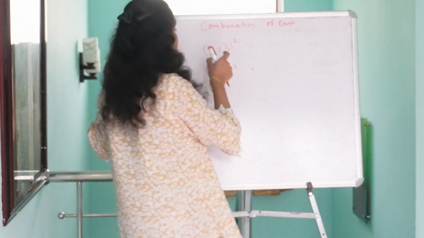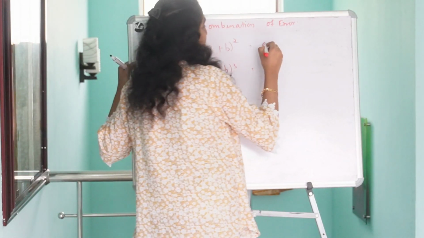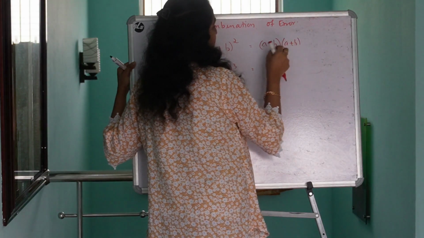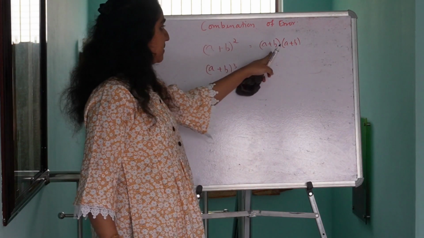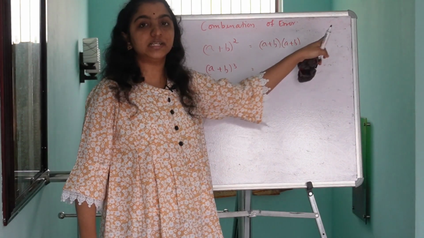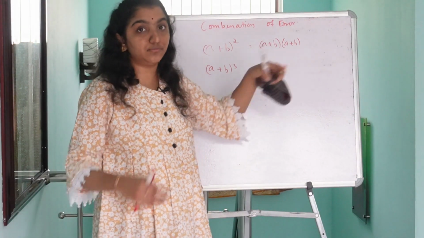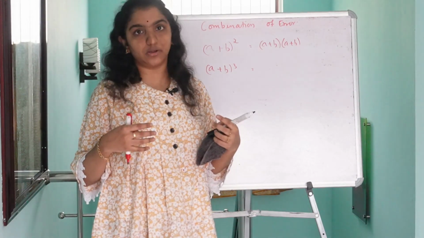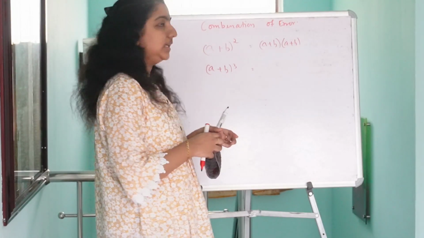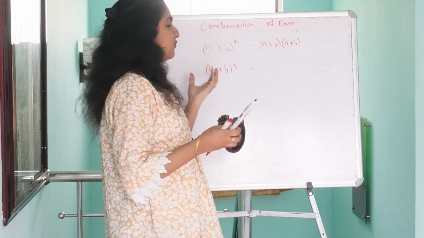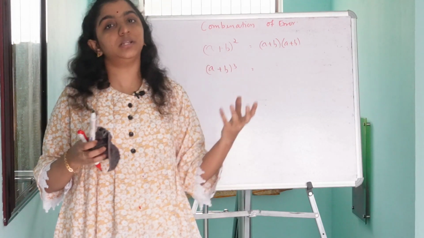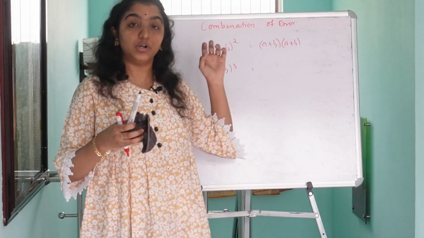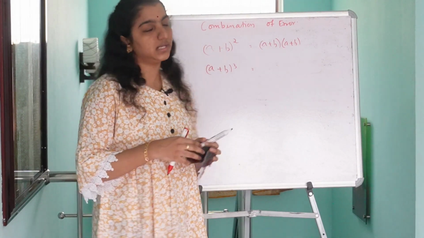We simply expand this bracket. We simply open these two brackets. We multiply each and every term in one bracket with each and every term in the other bracket for finding what a plus b the whole square is equal to. Similarly, for finding a plus b the whole cube, first we will find a plus b the whole square, and then we will multiply a plus b with it.